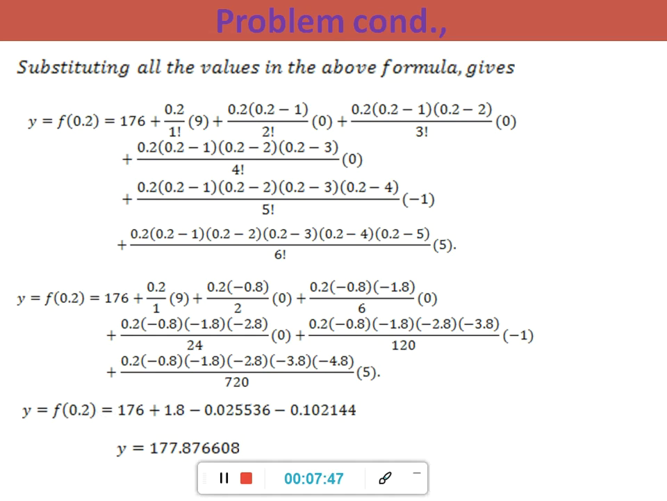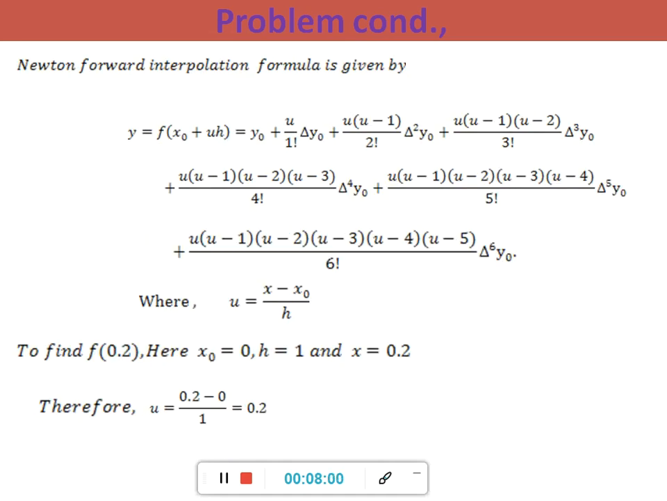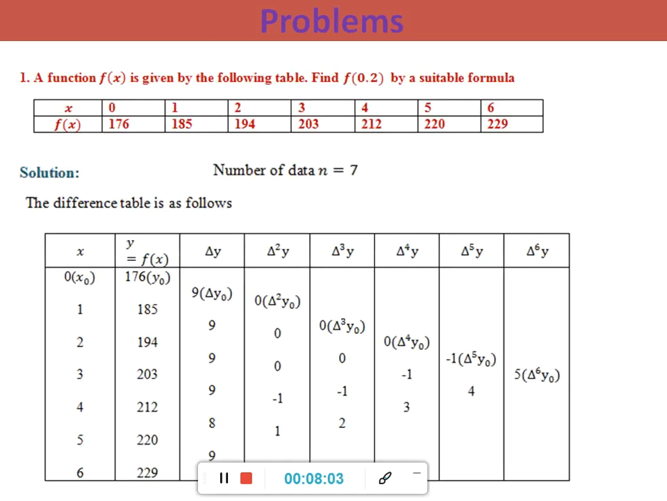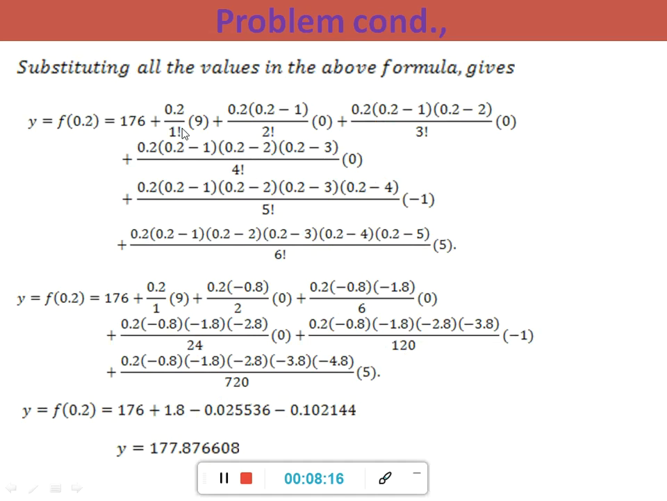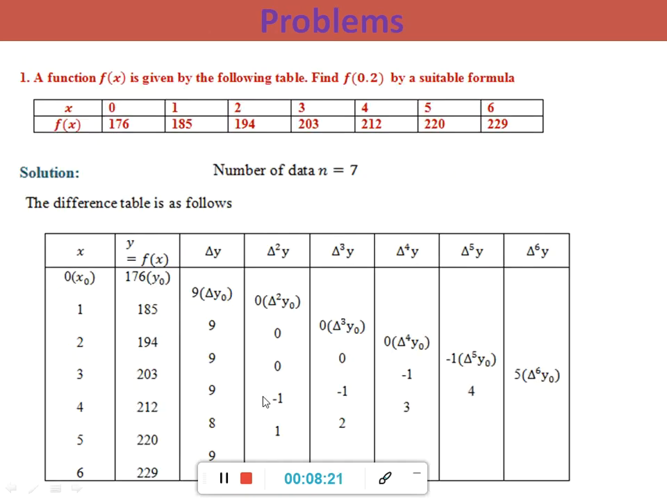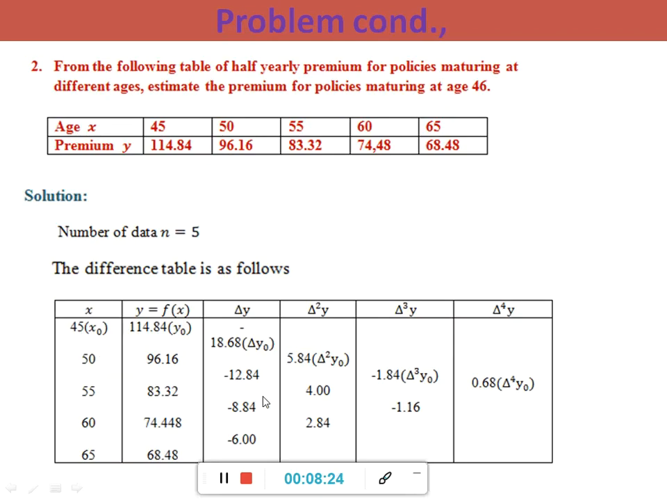After using a scientific calculator we get y equal to 177.876608. So that is the value of f of 0.2. To check whether our result is right or not, the value 0.2 lies between these two values 0 and 1. Therefore the f value must lie between these two values 176 to 185. Now see, our result is 177 point, it lies between these two values, so our result is almost correct.